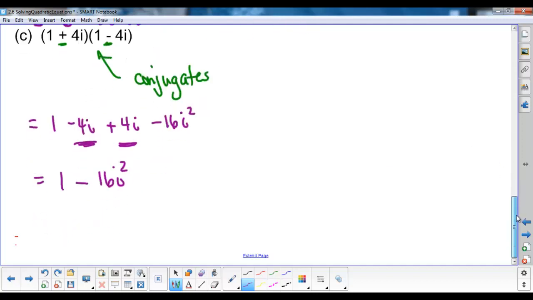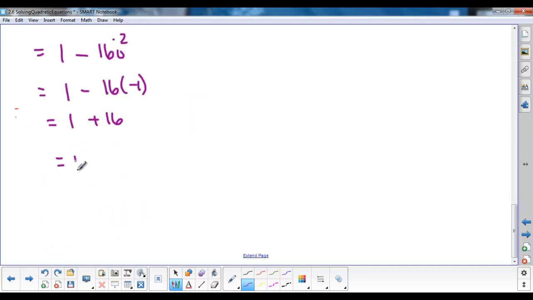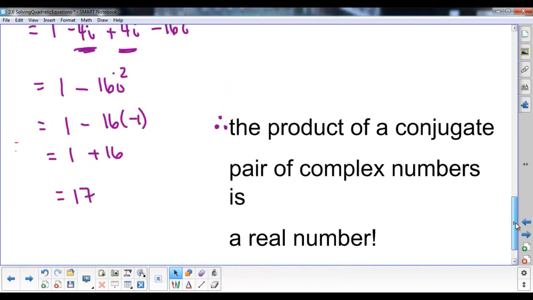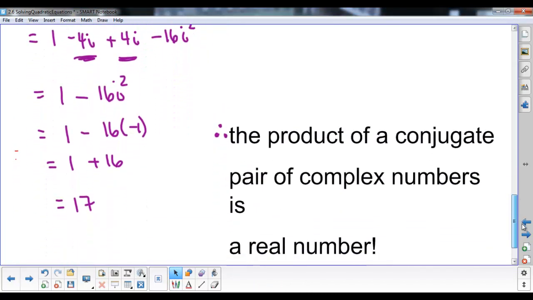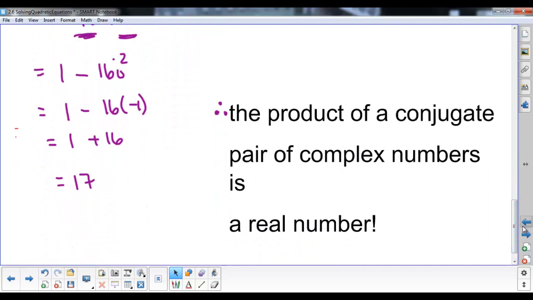But again, remember that i squared is equal to negative 1. So we need to fill that in and simplify. So this really ends up being 1 plus 16. So final answer is just 17. So if you notice, when you are multiplying conjugate numbers, our final answer ends up being a real number.